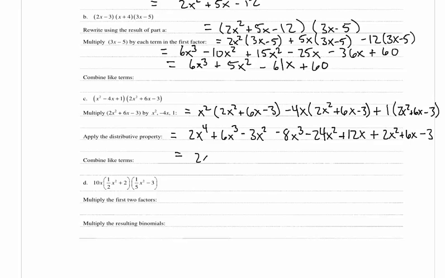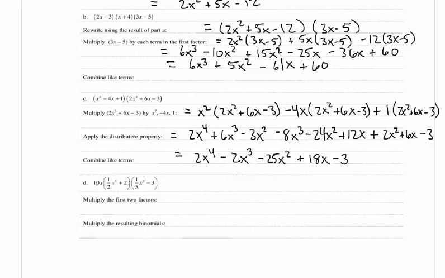So we have 2x to the fourth, and now we have 6x cubed minus 8x cubed is going to be negative 2x cubed. And we have negative 3x squared minus 24x squared is negative 27x squared, plus 2x squared is negative 25x squared. And then we have 12x plus 6x is 18x and minus 3.